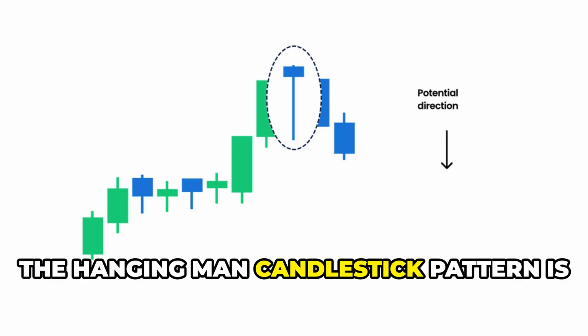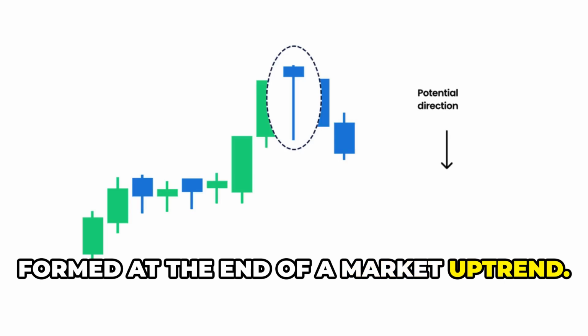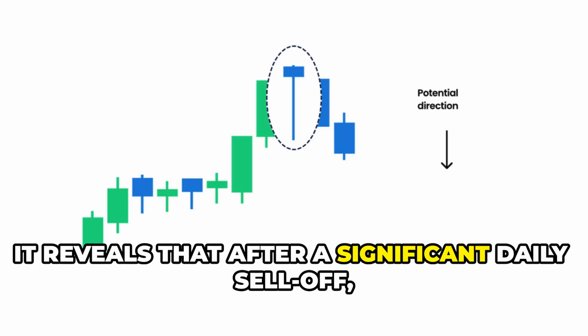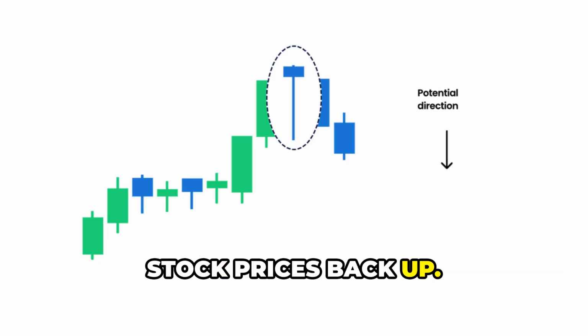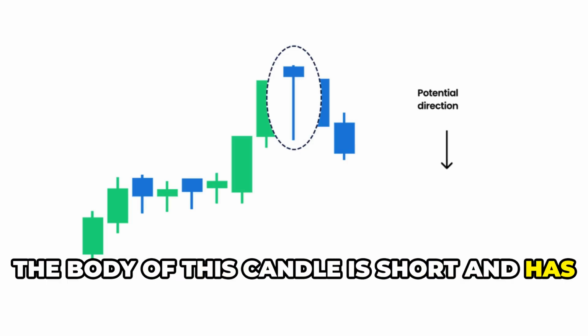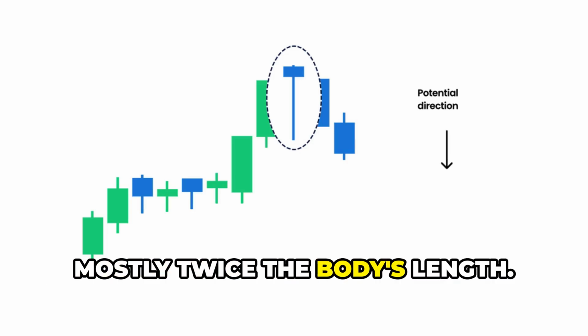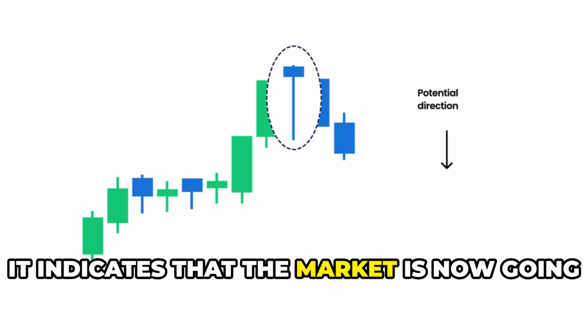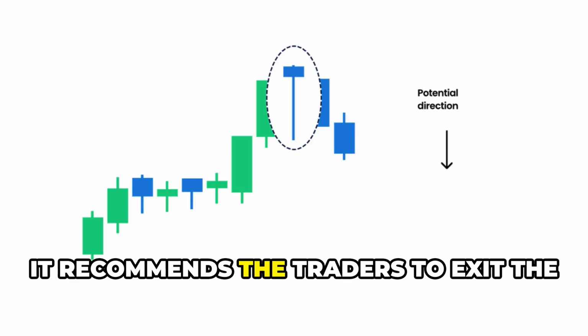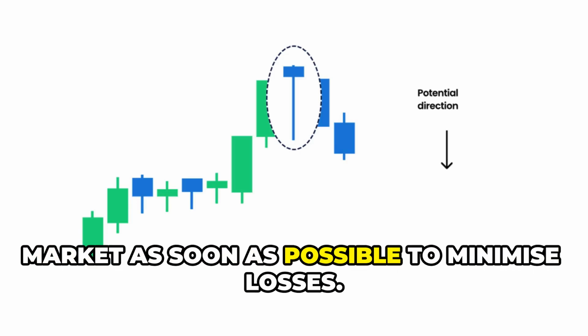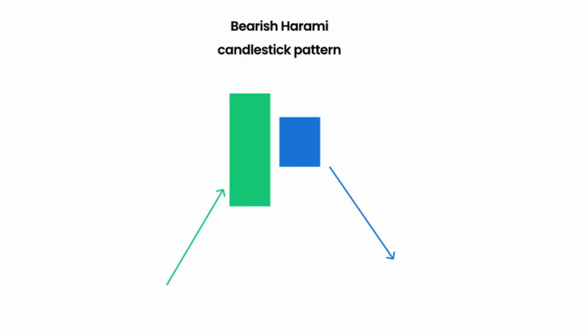The hanging man candlestick pattern is formed at the end of a market uptrend. It reveals that after a significant daily sell-off, the buyers have been able to push the stock prices back up. The body of this candle is short and has a long lower wick, mostly twice the body's length. It indicates that the market is now going to become bearish in the future. Hence, it recommends the traders to exit the market as soon as possible to minimize losses.